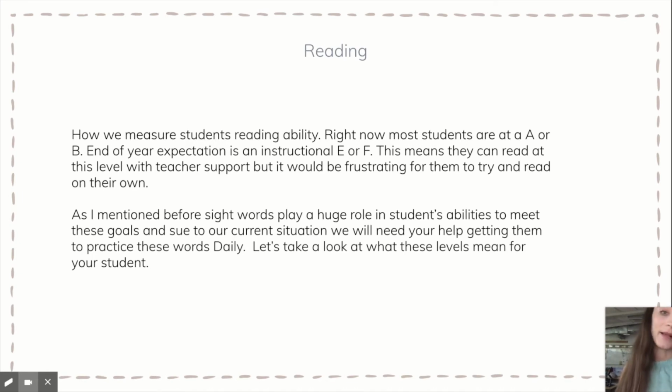The end of the year expectation is to be an instructional E or F. Instructional means that they can read at this level with teacher support, but it would be very frustrating for them to try and read that on their own. As I mentioned before, sight words play a huge role in students' ability to meet these goals, and due to our current situation, we will need your help getting them to practice these words daily. Let's take a look at what these levels mean for your students.